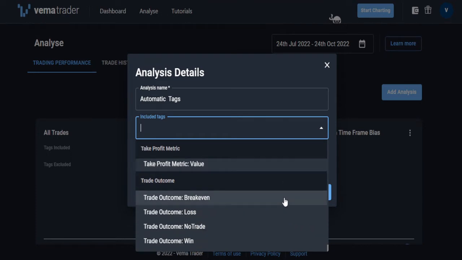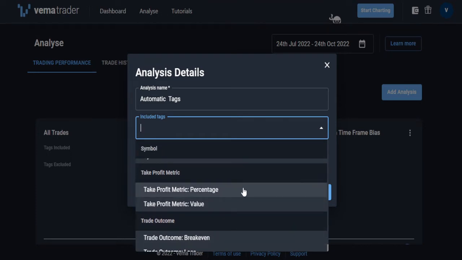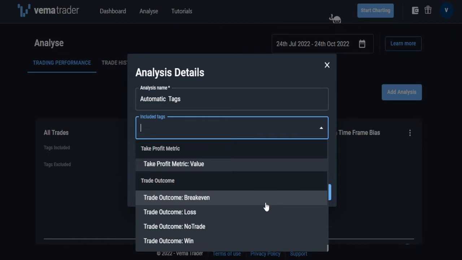Take profit metric, of course, so the type of take profit you use, whether that's percentage or value, and then the outcome of the trade. Again, a really cool addition to tags. Again, something that Richard got in. He is a fantastic dev. A lot of stuff all the devs do is cool, but Richard is really, really good at just finding really cool little features and adding them in.